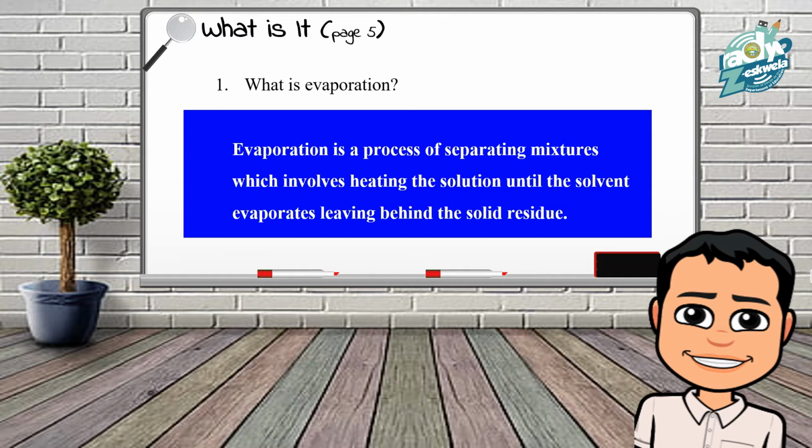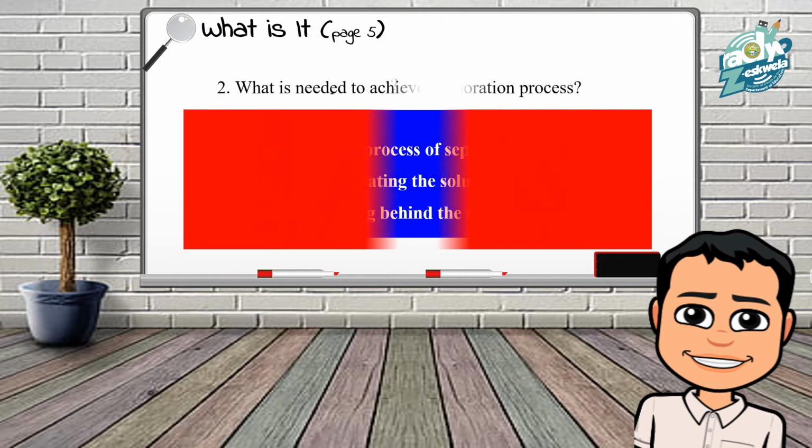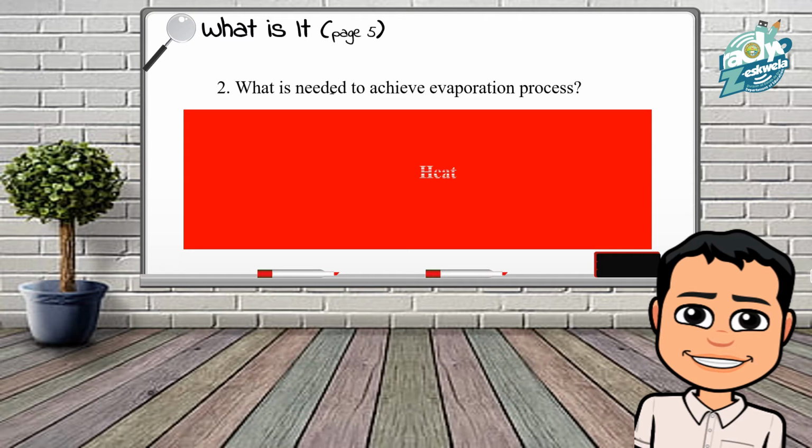Number 2. What is needed to achieve evaporation process? The answer is we need heat.